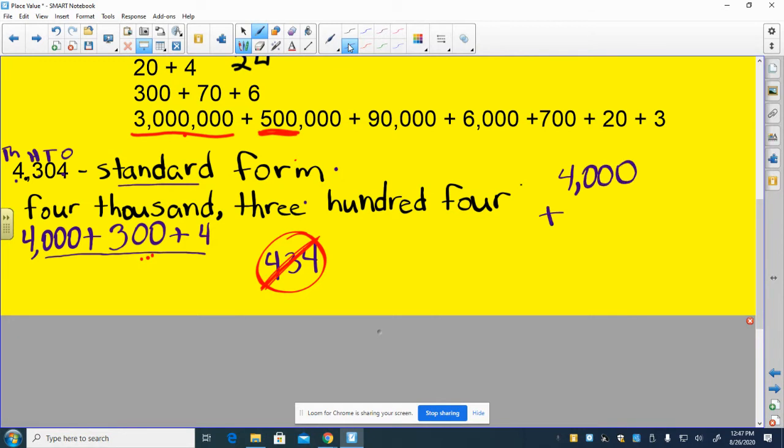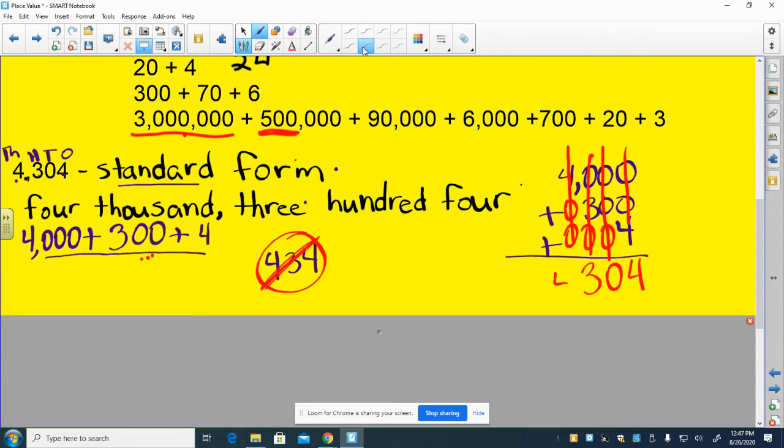4,000 plus 300 plus 4. And make it fair, not to be sloppy and put zeros all over, but to keep yourself lined up. Because with expanded form, you're only going to have one number in each place, and then you'll have the correct way to do it.